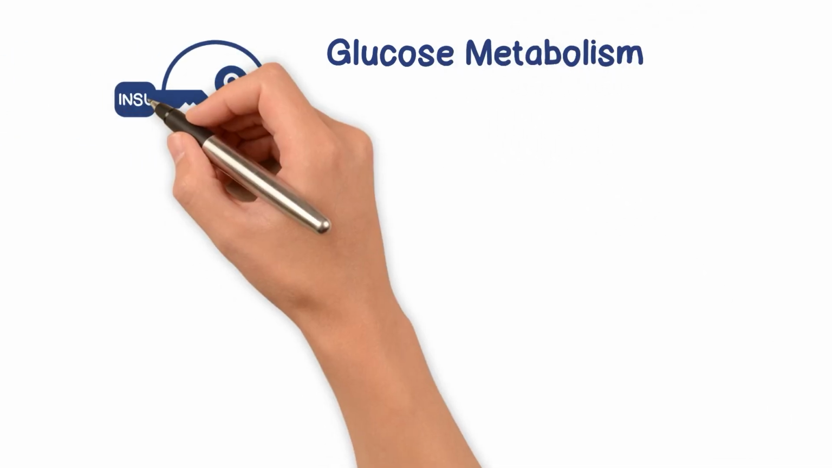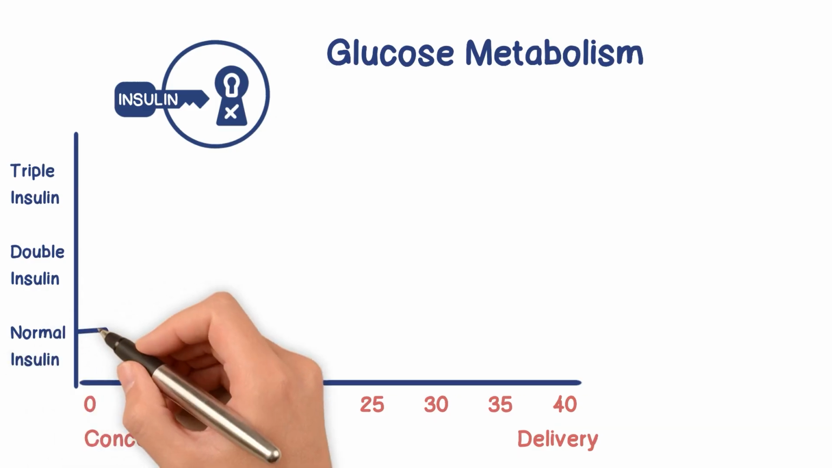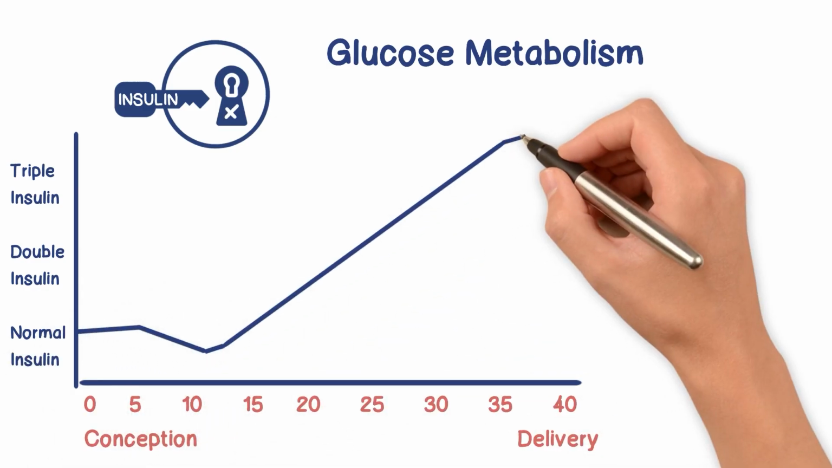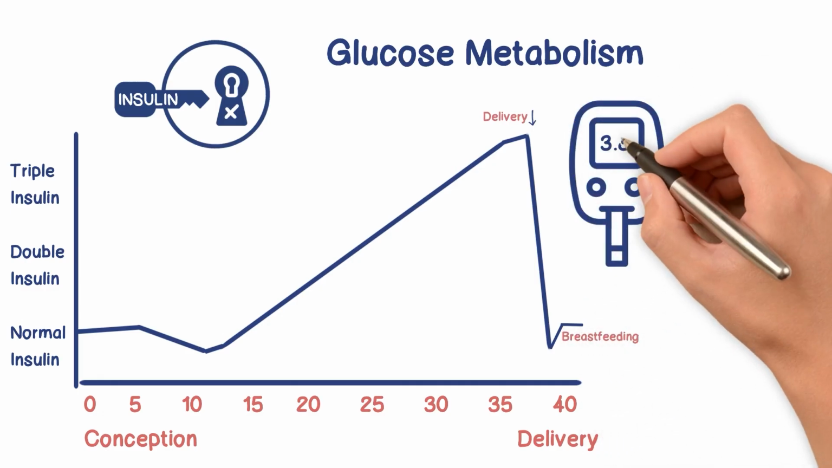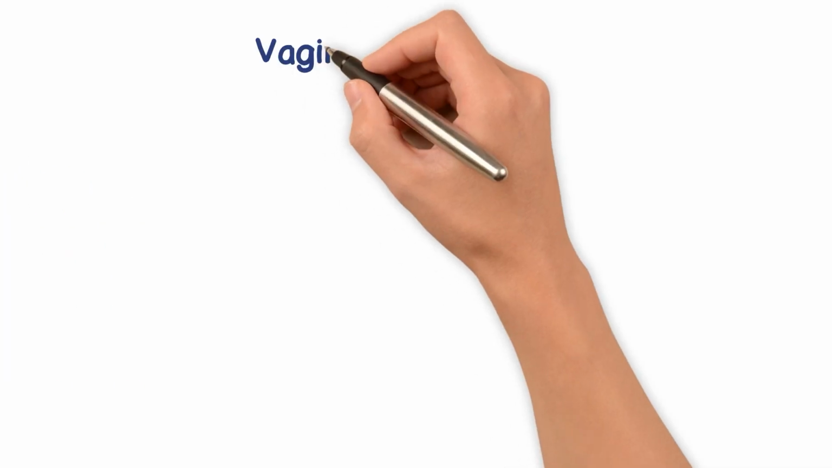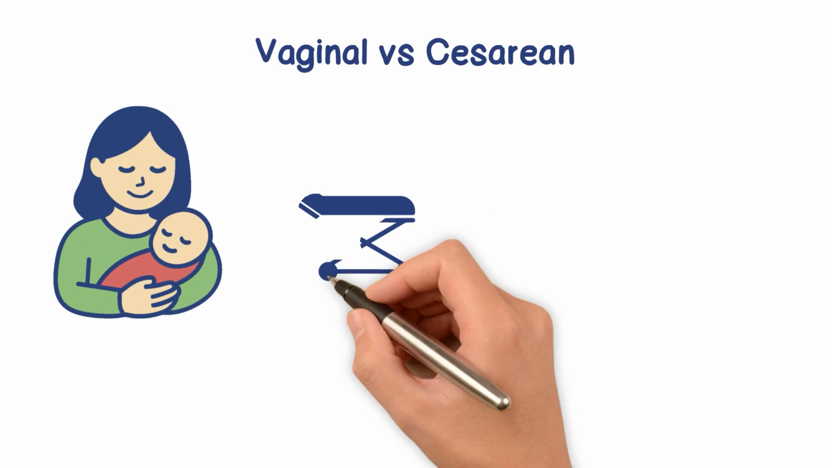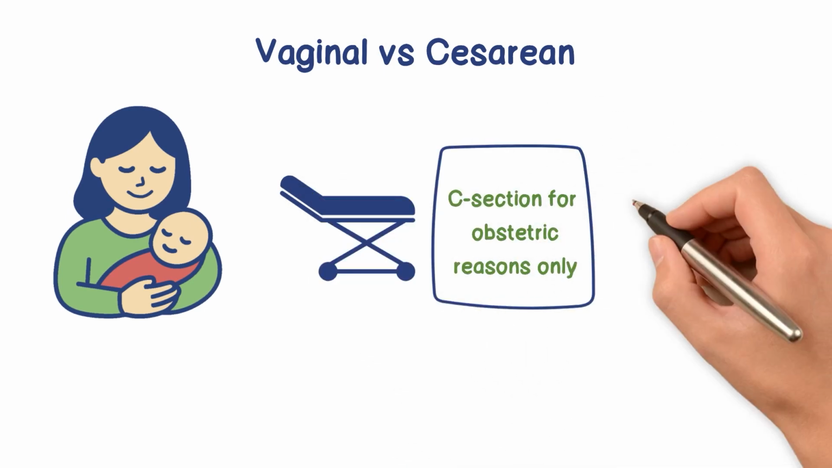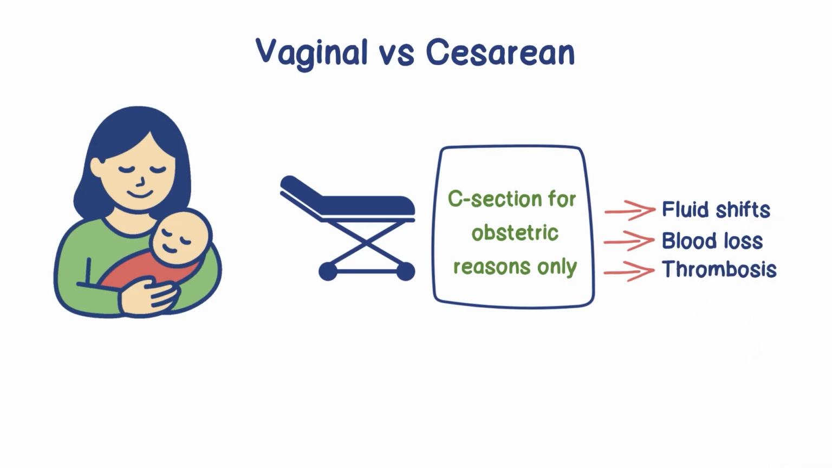Pregnancy is marked by insulin resistance and relative glucose intolerance. Glucose intolerance tends to worsen as pregnancy progresses, while fasting hypoglycemia becomes more common. Vaginal delivery is generally safer than cesarean sections, even for women with medical conditions. Cesarean sections increase fluid shifts, blood loss, and thrombosis risks, and should be reserved for obstetric indications.